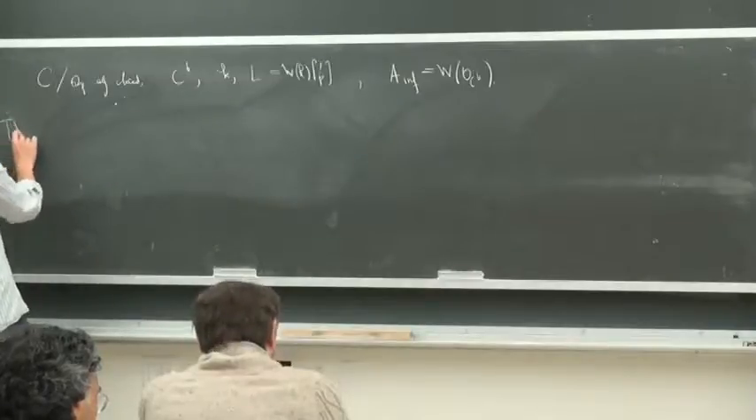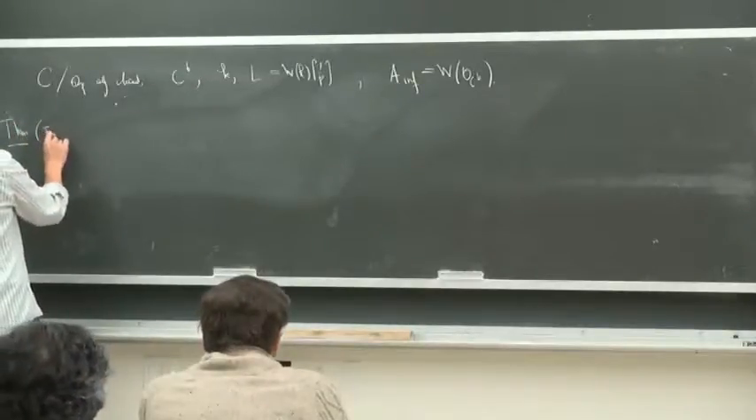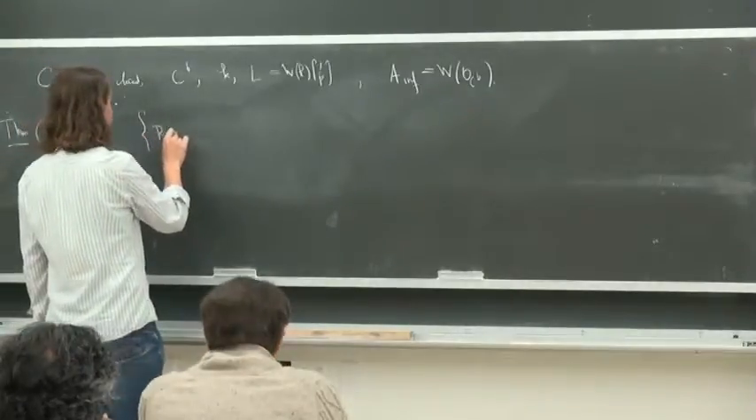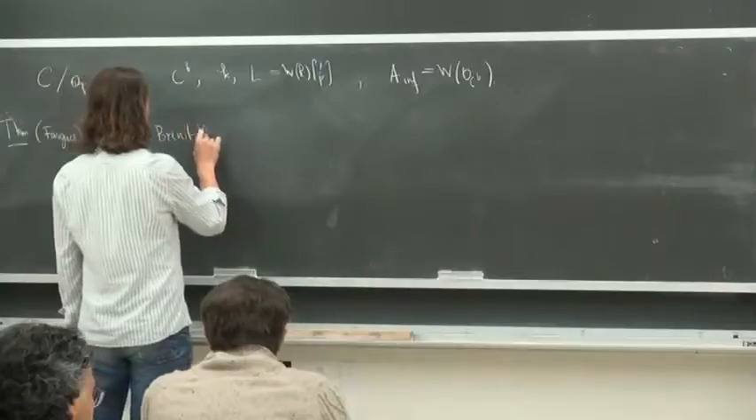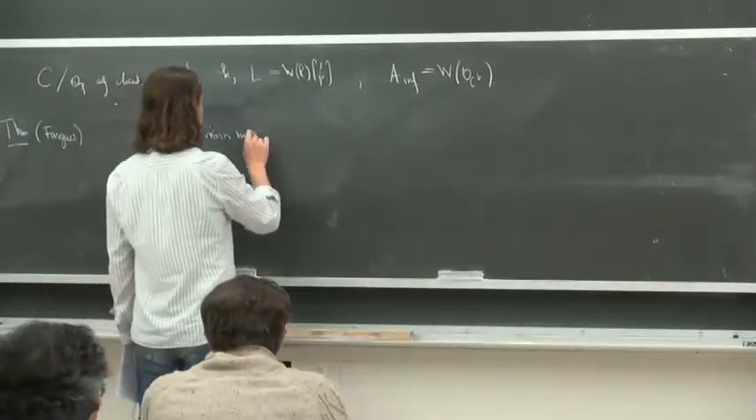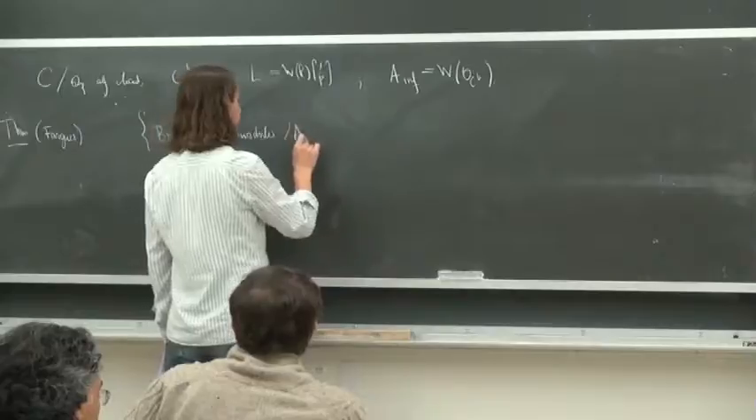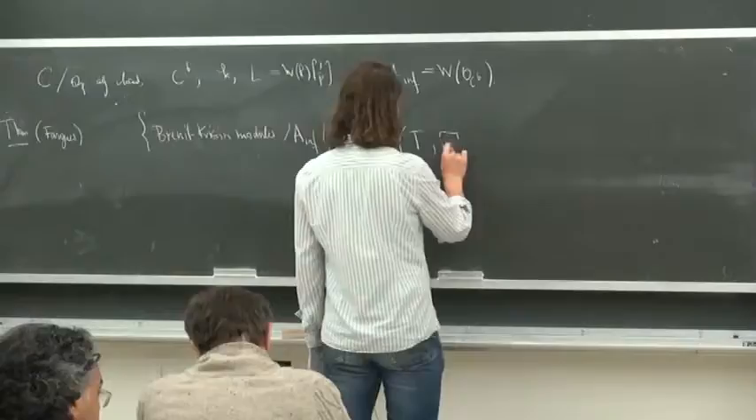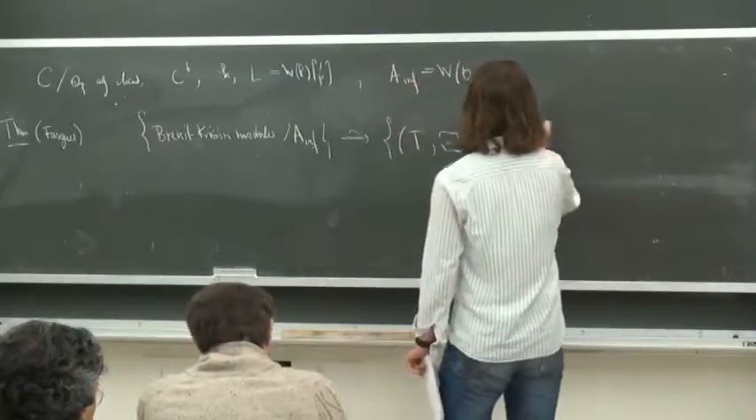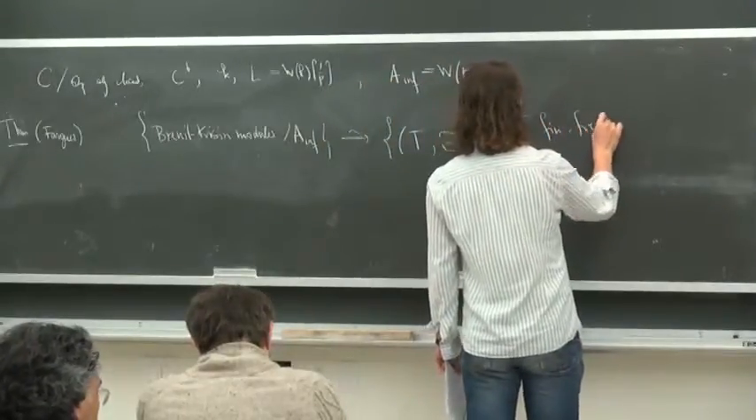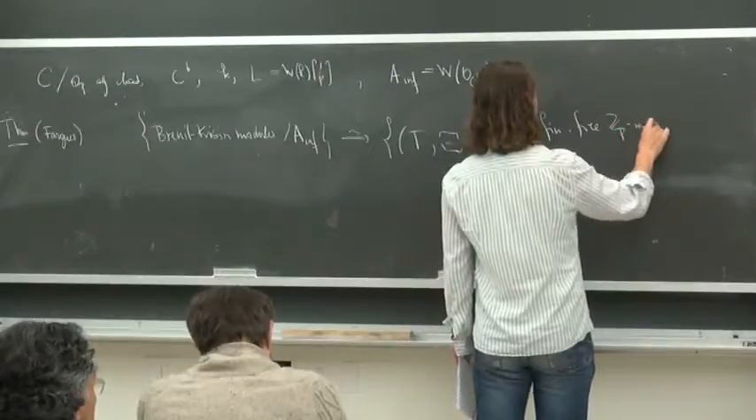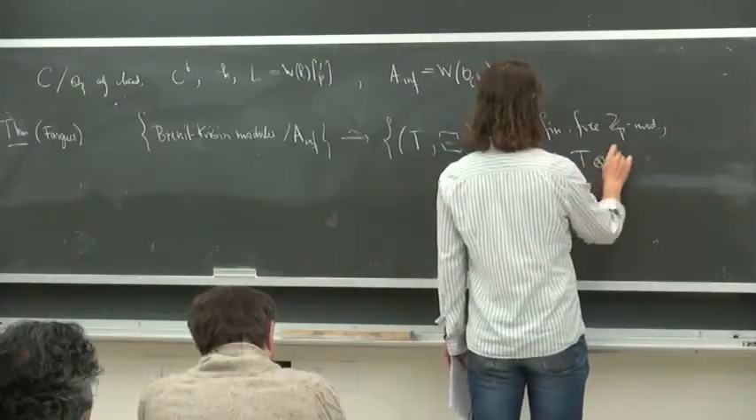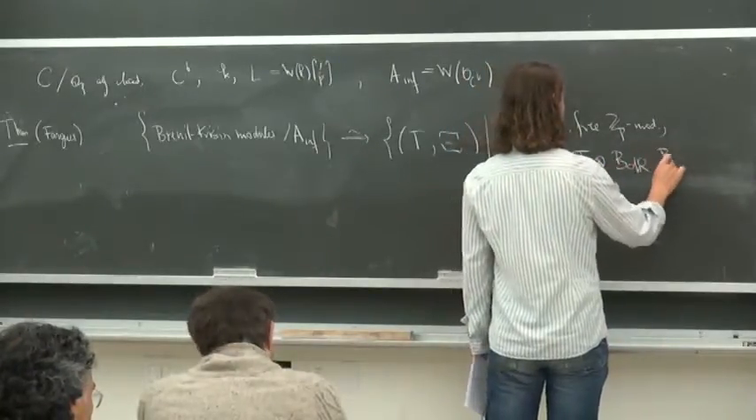Recall that we wanted to prove this theorem of Fargues, that Breuil-Kisin modules over A_inf are equivalent to pairs (T, psi), where T is a finite free Z_p module and psi is a lattice.